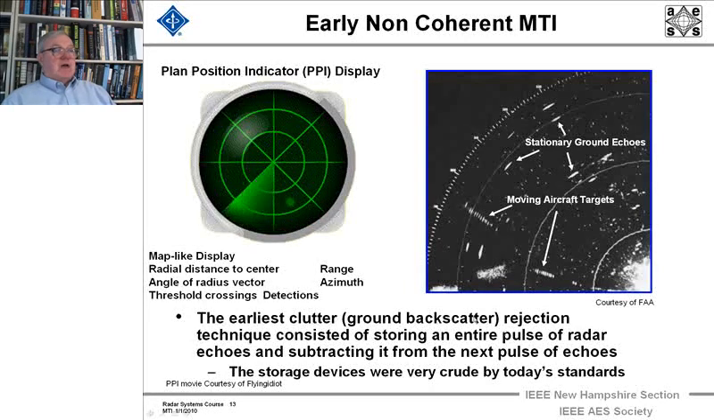The earliest clutter backscatter rejection techniques consisted of storing all the data from the pulse of radar echoes and comparing it with the next pulse of echoes. And the storage devices were very crude by today's standards.